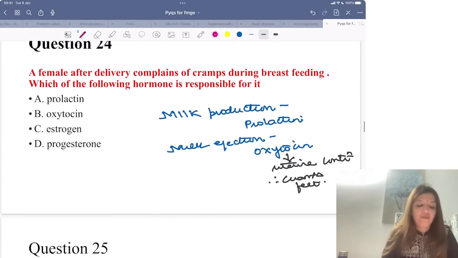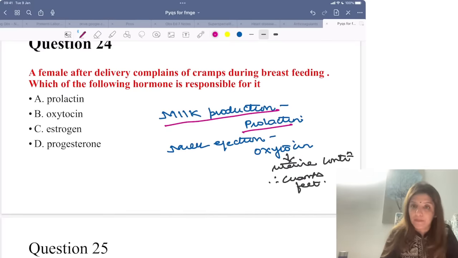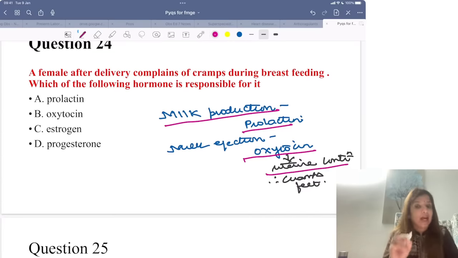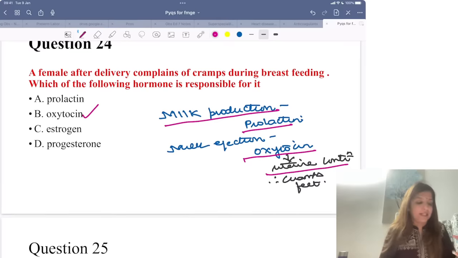Next question. A female after delivery complains of cramps during breastfeeding. Which hormone is responsible for it? Please remember that for milk production, the hormone which is responsible is prolactin. And for milk ejection, the hormone which is responsible is oxytocin. Oxytocin also leads to uterine contractions. That is why whenever there are cramps which are felt during breastfeeding, it is due to the hormone oxytocin, because oxytocin is leading to uterine contractions as well.